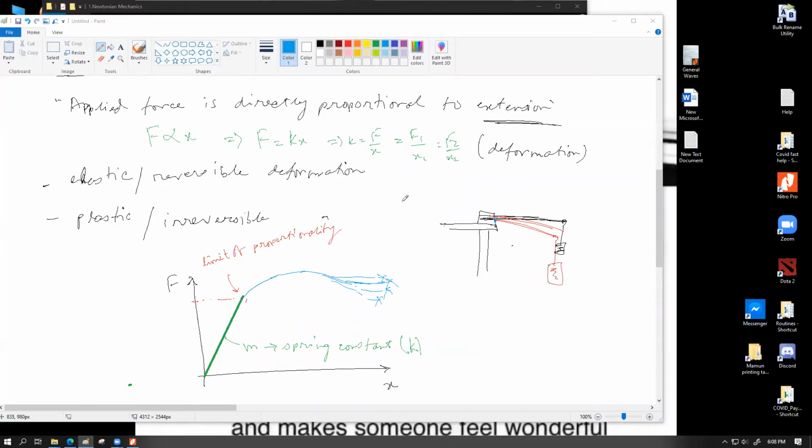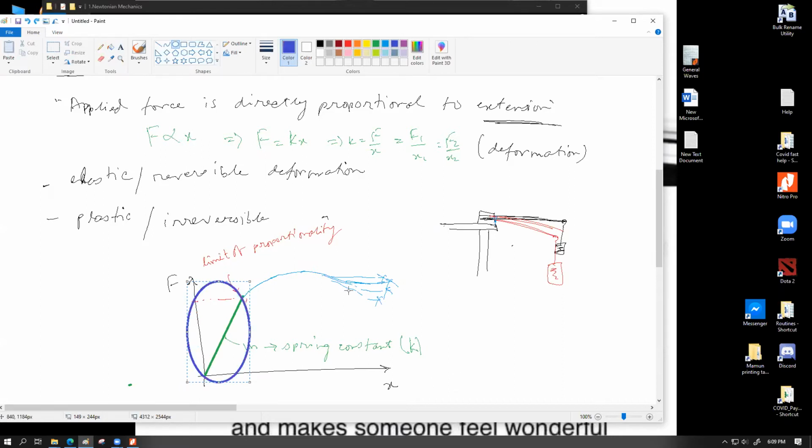So this endpoint of the straight line is what we call the limit of proportionality. And because of this limit of proportionality, we can divide this entire graph into two specific regions. I'm going to use some oval shapes over here to label those parts. This segment of the graph, all the way up to here, is what we call the elastic region.